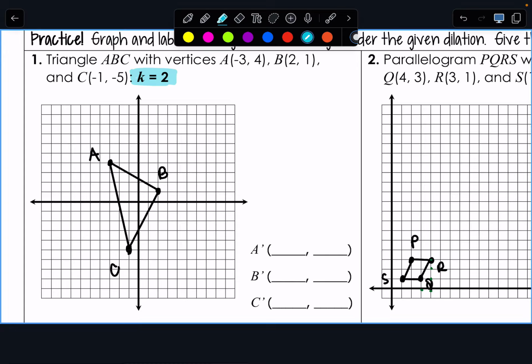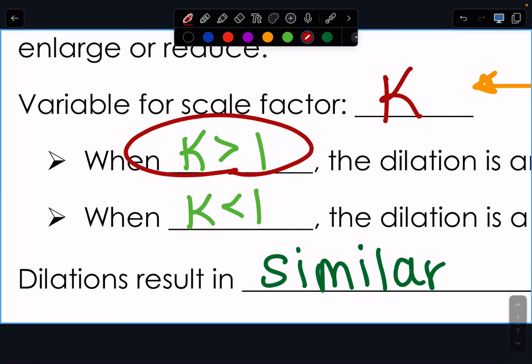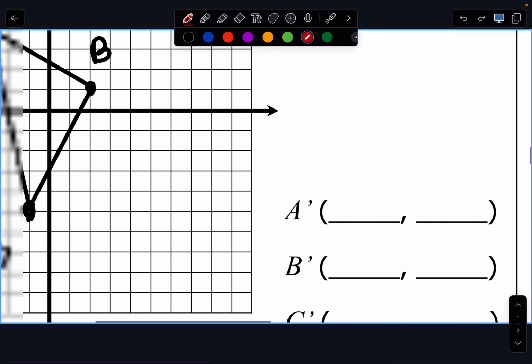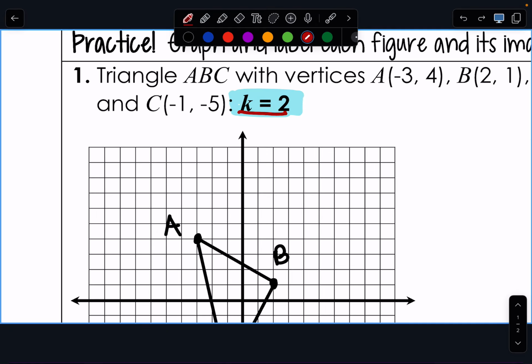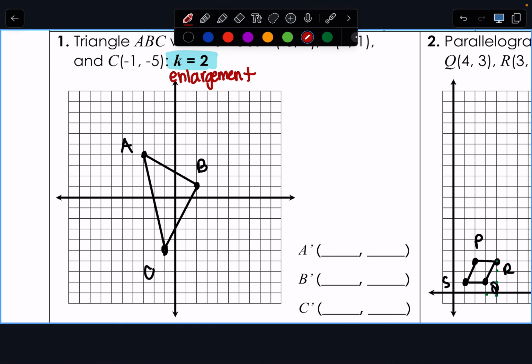All right, everybody back together. What do you think? Is it enlargement or reduction? K is 2. Is it going to get bigger or smaller? If K is bigger than 1, it's going to get bigger. K is 2. Is that bigger than 1? So it is an enlargement.